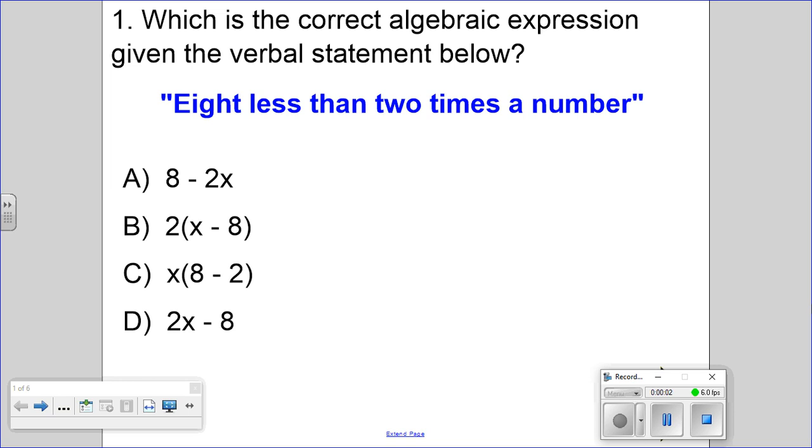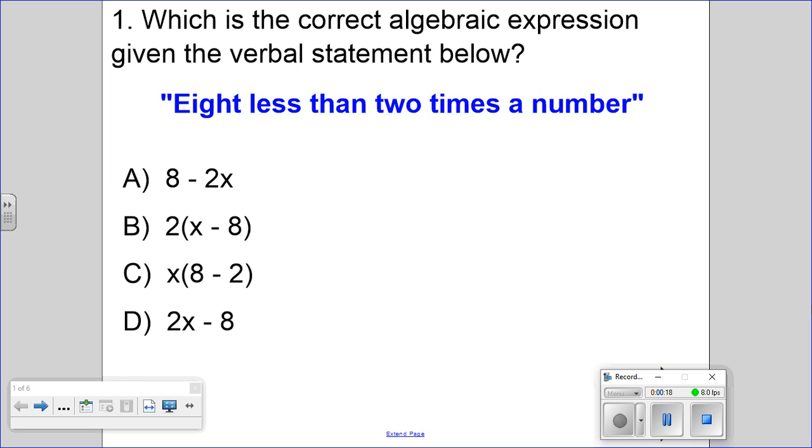Hi everybody, in this video we're going to go over some problems that you covered in your math class last week. So let's review. Number 1, which is the correct algebraic expression given the verbal statement below? The statement they gave us says 8 less than 2 times a number.